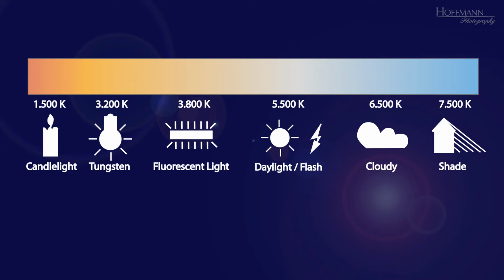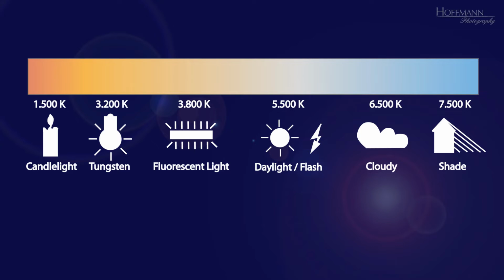Daylight at about 5500 Kelvin is more or less colorless. On a sunny day, this light is present roughly between 10 AM and 4 PM. Shortly after sunrise and before sunset, sunlight is more yellowish.